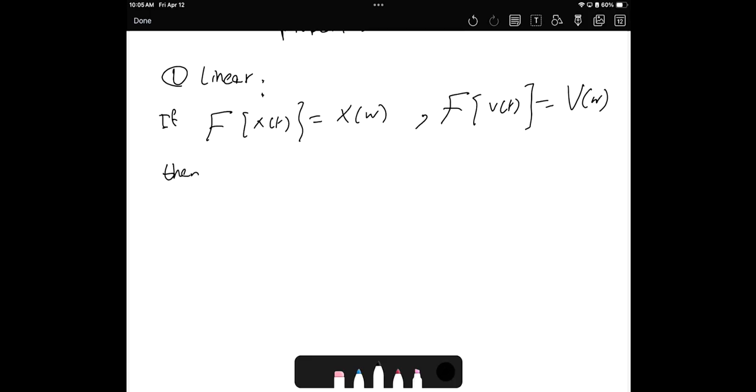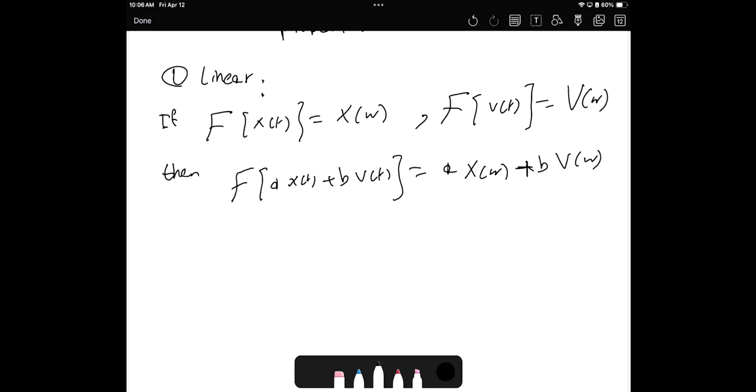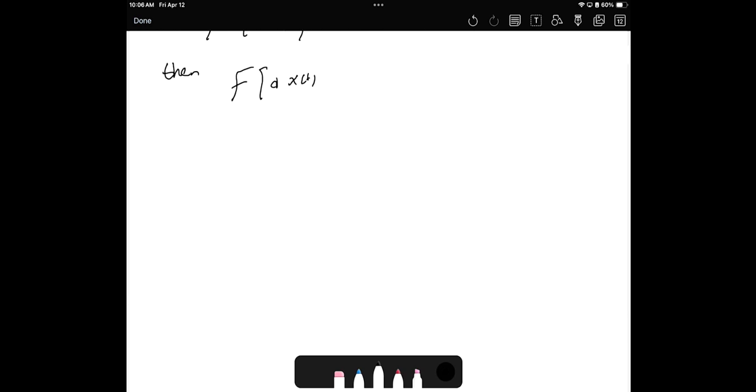Then, since it's linear, we can say the Fourier transform of a x of t plus b v of t will be distributed, so it will be a X of omega plus b V of omega. So in addition and subtraction, it will be distributed. That's it.